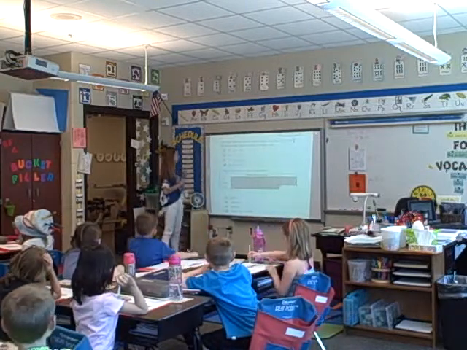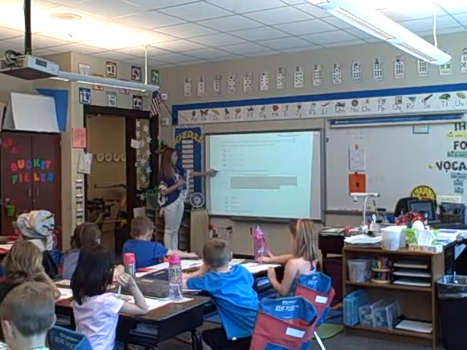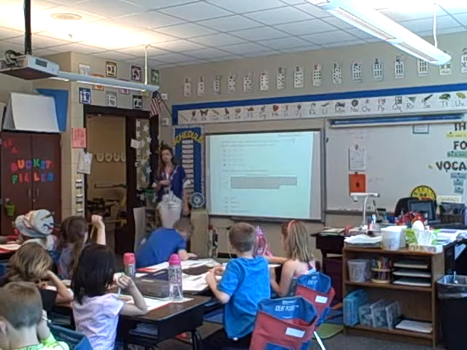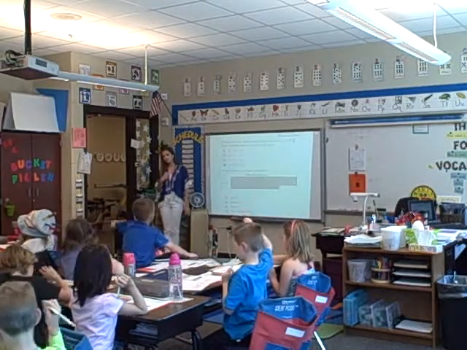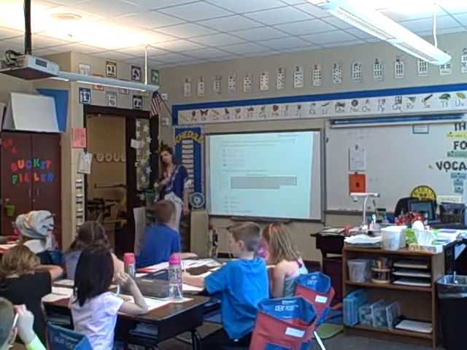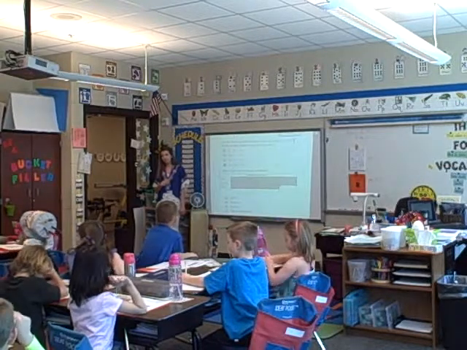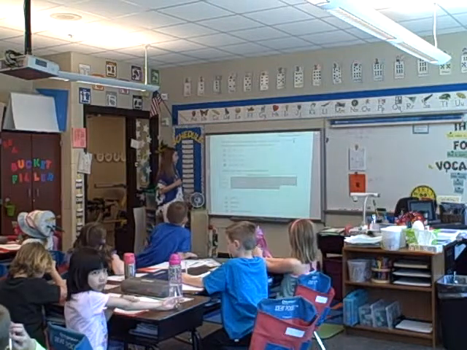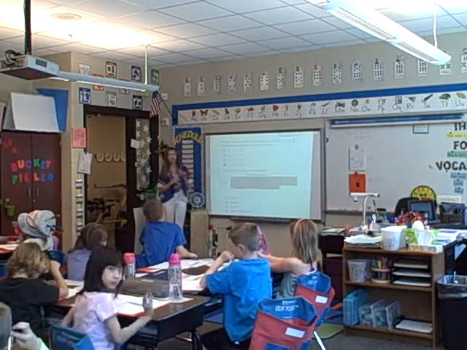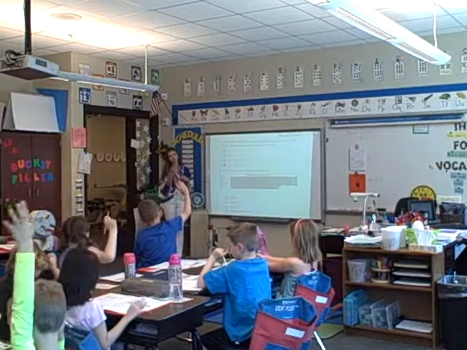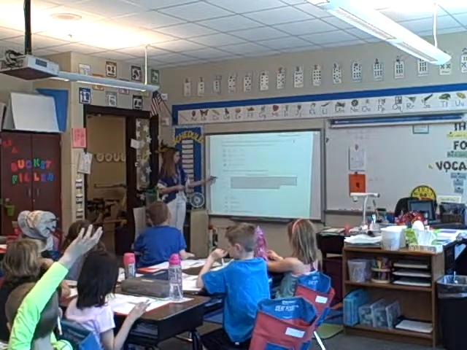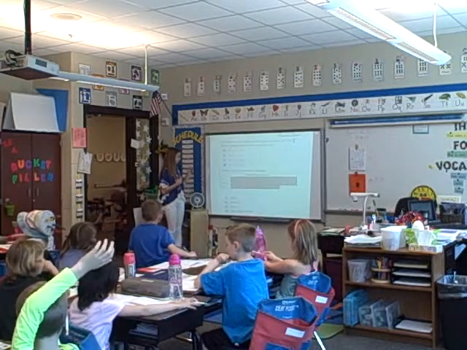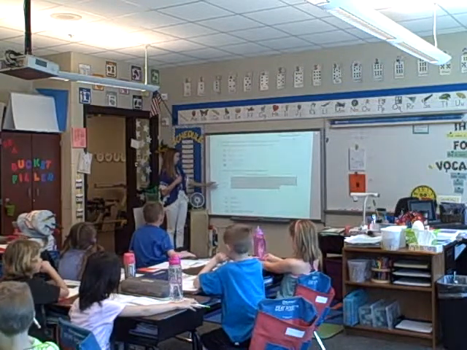Okay, now looking at number 2. Which club has the fewest numbers? And we're looking at a chart. What kind of chart is this? Is it a picture chart? Good job. It's a bar graph. So, what different kinds of clubs do we have here? Good. What do we have? Math, social studies, science, and music.